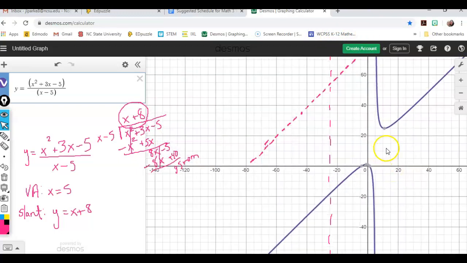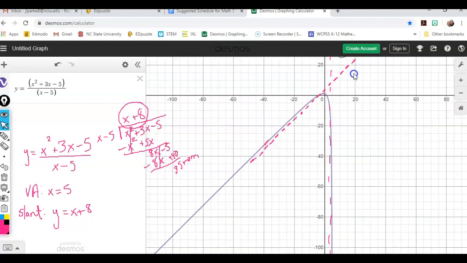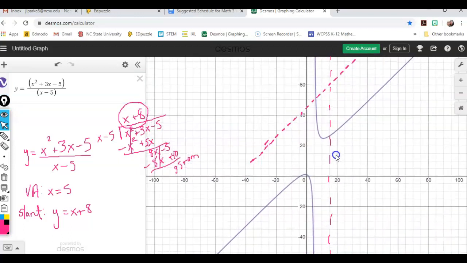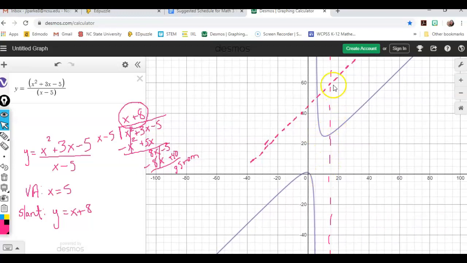So I'm going to zoom out a little bit. Yeah. So there it is. It was just hiding up here where I couldn't see it. So it does have a second half, but it followed that vertical asymptote and that slanted asymptote.